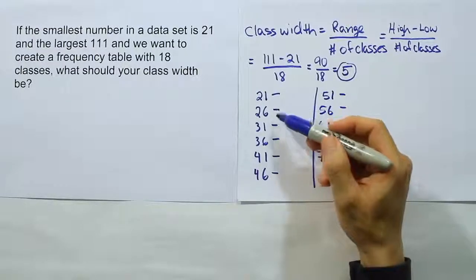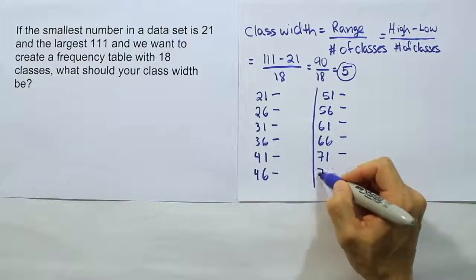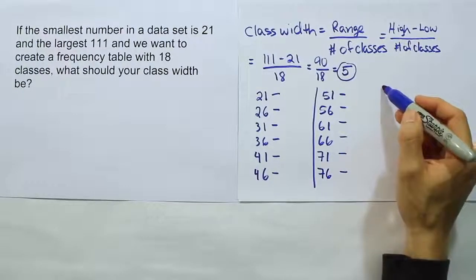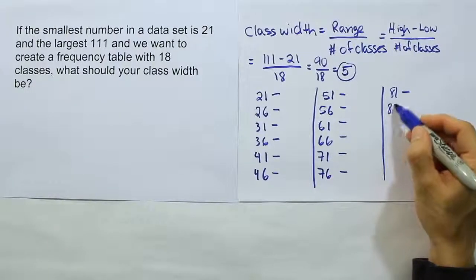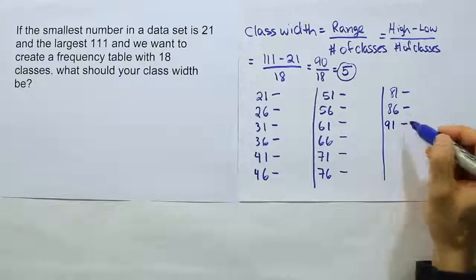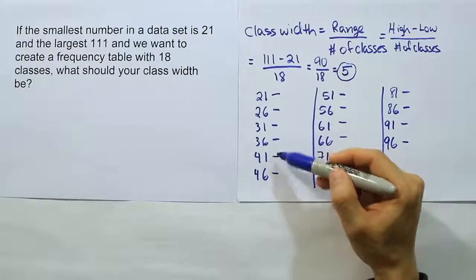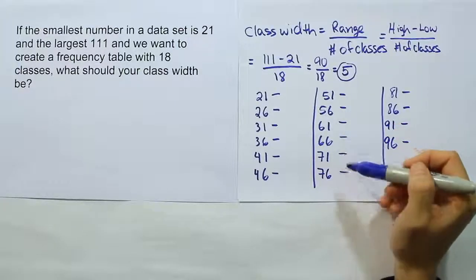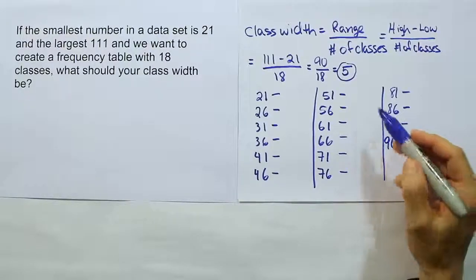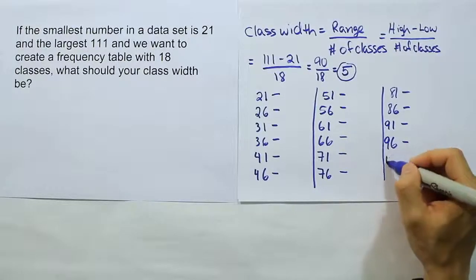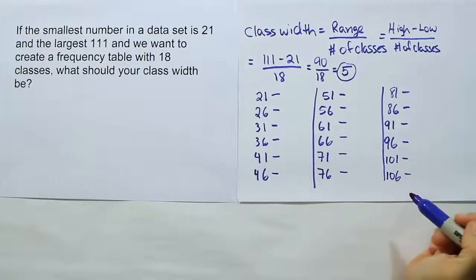Okay, so if we count now, I have 1, 2, 3, 4, 5, 6, 7, 8, 9, 10, 11. Then I'll have 76. Start over here to make another row. Add 5 to that, I get 81, then 86, then 91, then 96. Okay, so let's count and see how many I have. 1, 2, 3, up to 16. So I need 2 more, 17 and 18, right? Add 5 to that, I'll get 101, and then 106. Okay, so that's the start of all of my 18 categories.